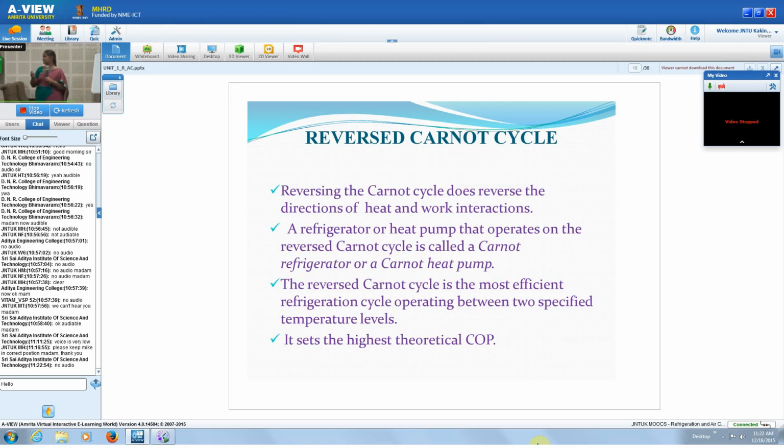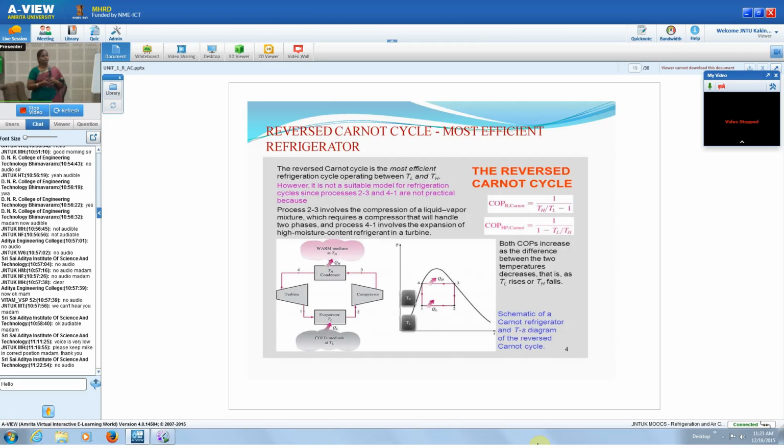So why is the direction changed here? Because we have to maintain the space at a lower temperature, and for that we are giving some work input. The work done in the expansion is very less compared with the work done in the heating. So this is the diagram showing the reversed Carnot cycle, which is the most efficient refrigerator. You can see the flow diagram.